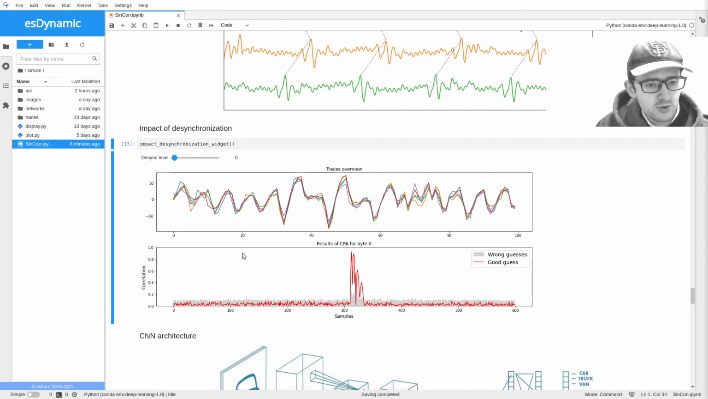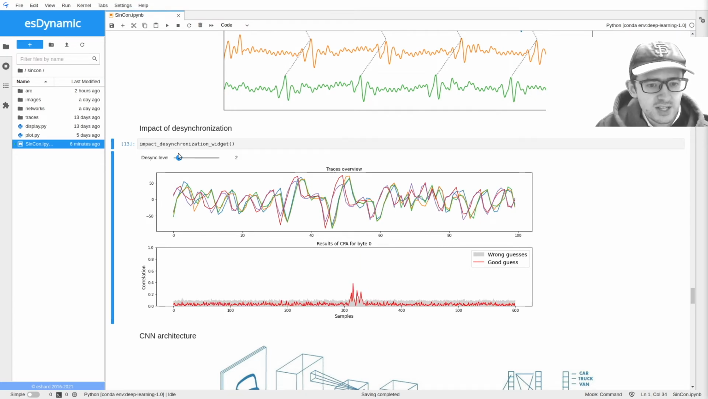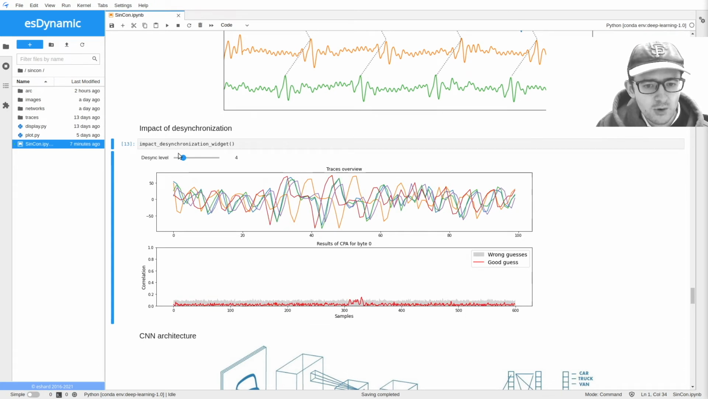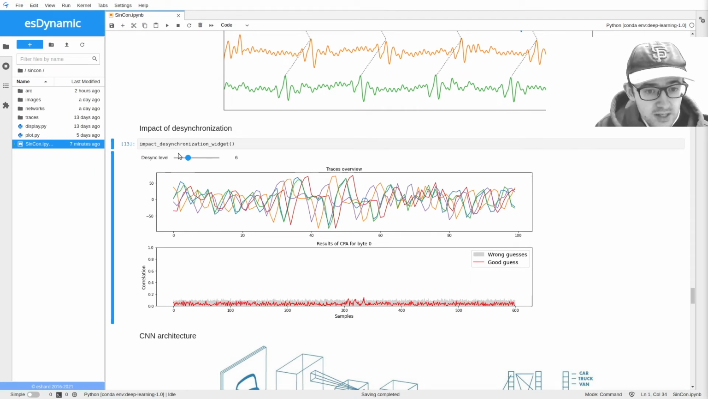But now what we can do is see what happens if we artificially add desynchronization to the signal. So here, at each step, we add one time sample of desynchronization to each input trace. And we can see that very quickly, it reduces the efficiency of the attack because the correlation becomes smaller and smaller. And at the end, with just a few samples of desynchronization, it becomes impossible to recover the secret key byte.